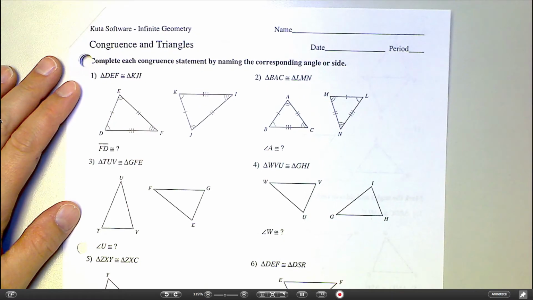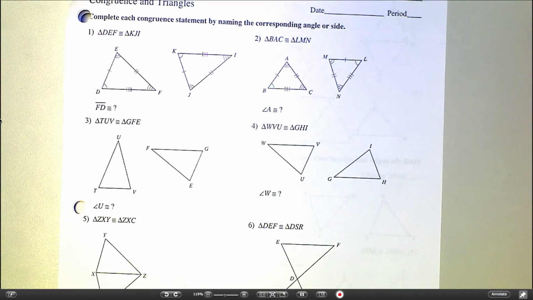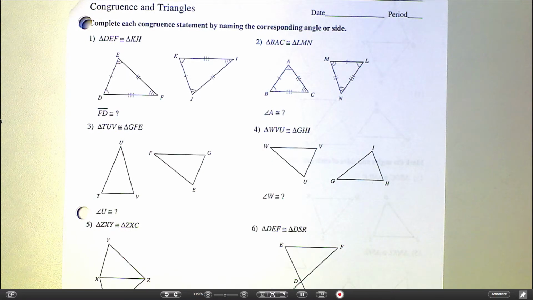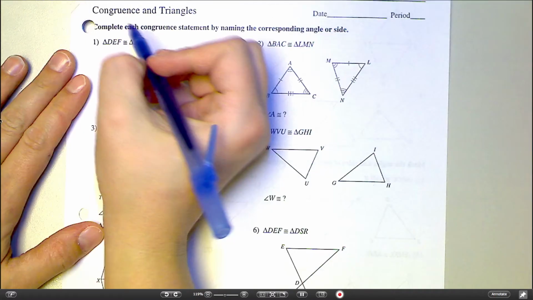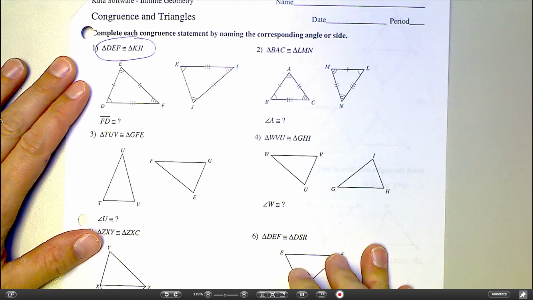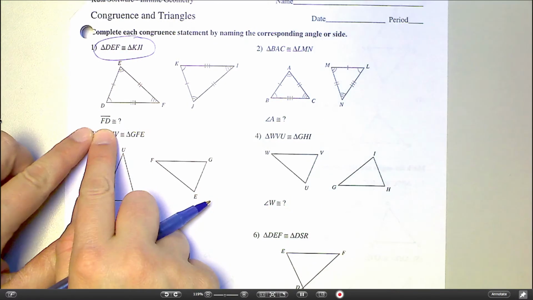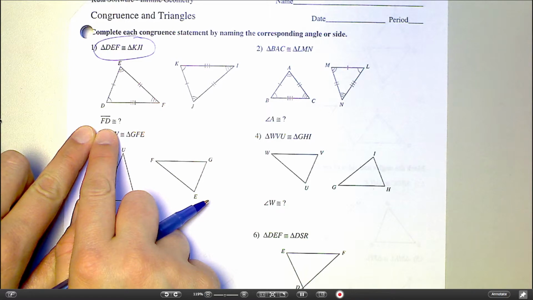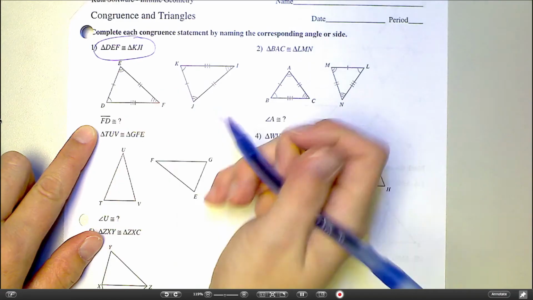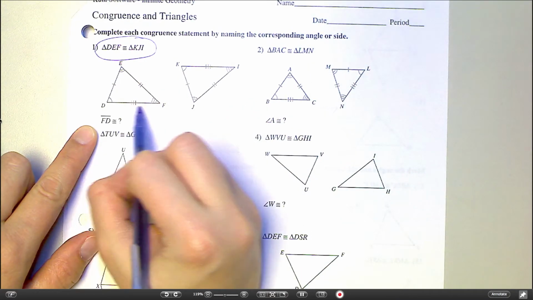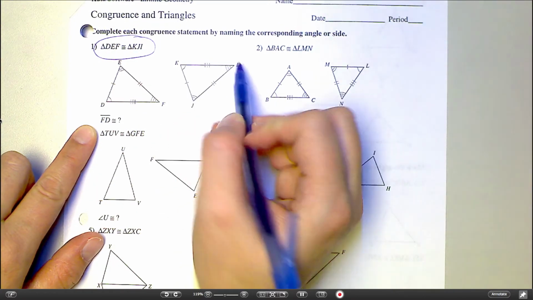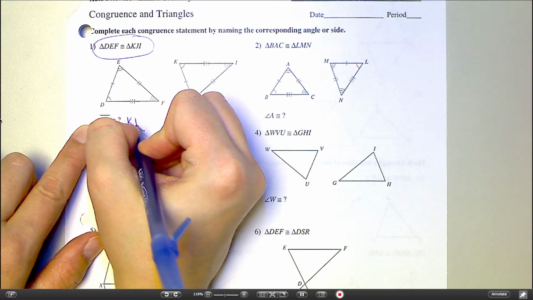Okay, complete the congruent statement. What that's asking you for is, if those two triangles are congruent to each other, I want to know what segment would have to be congruent to FD. KI. How'd you get that? Because I just know it. How do you know it? Because it has the 3 hash marks. Okay, so you looked at the markings on the picture. So FD has 3 hash marks, so this one has 3 hash marks, so it would be segment KI.